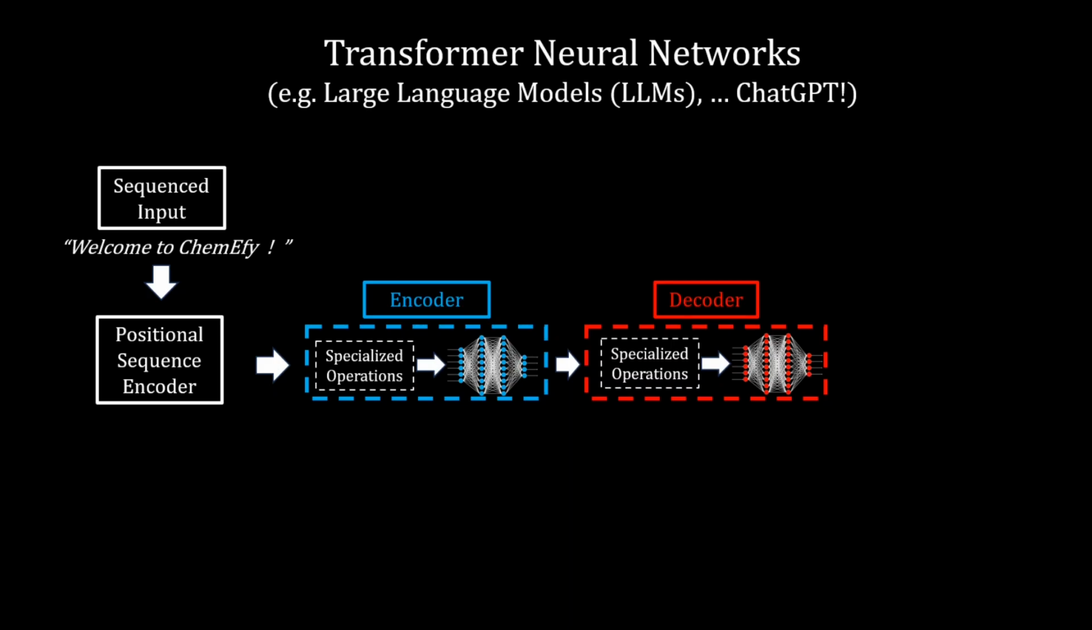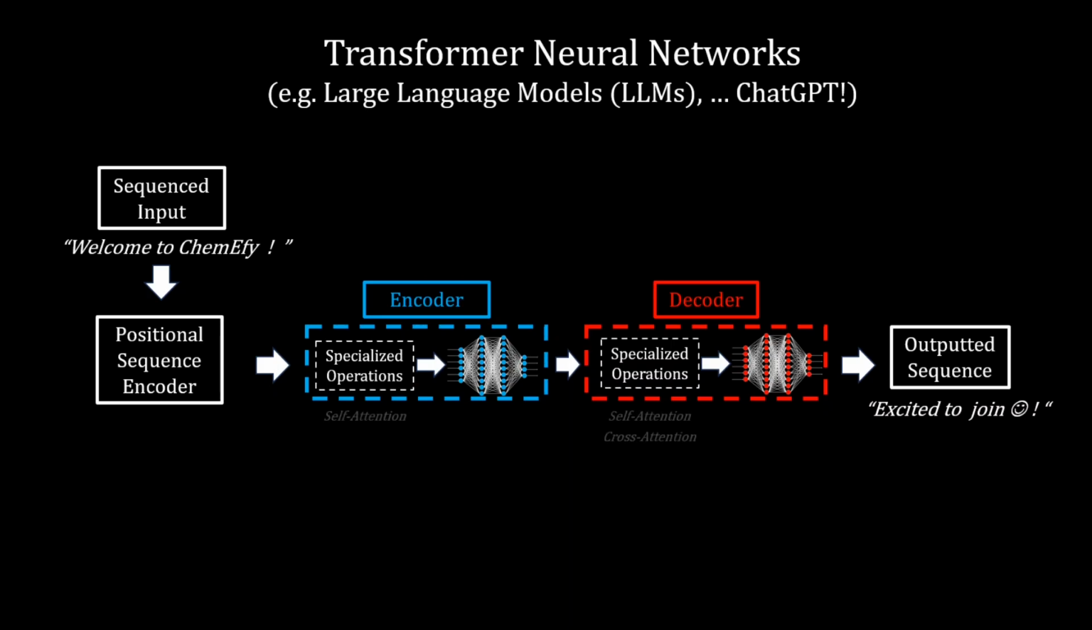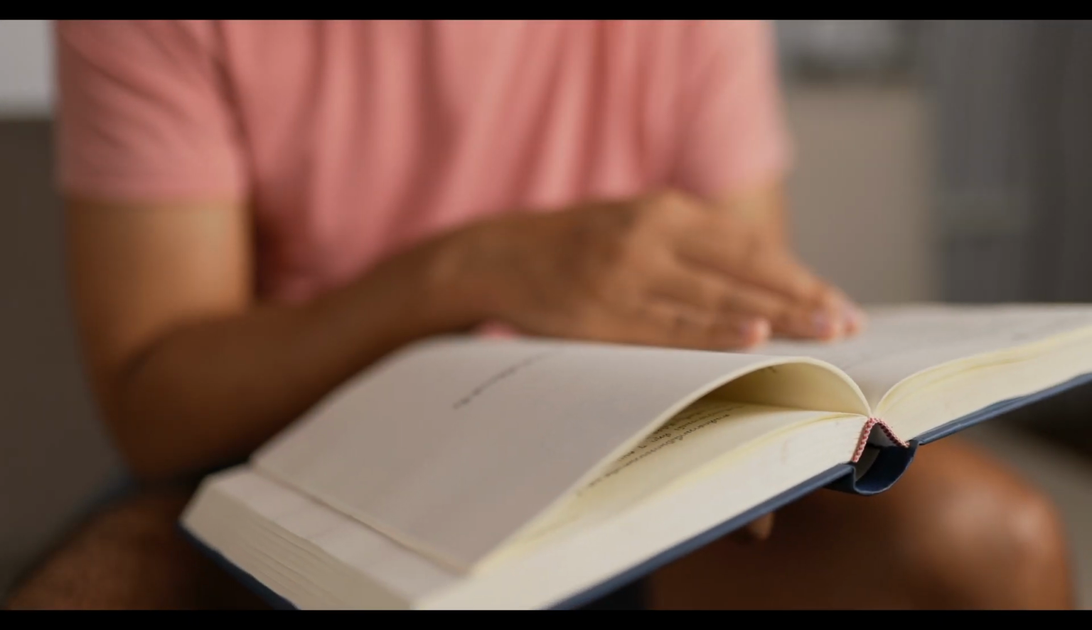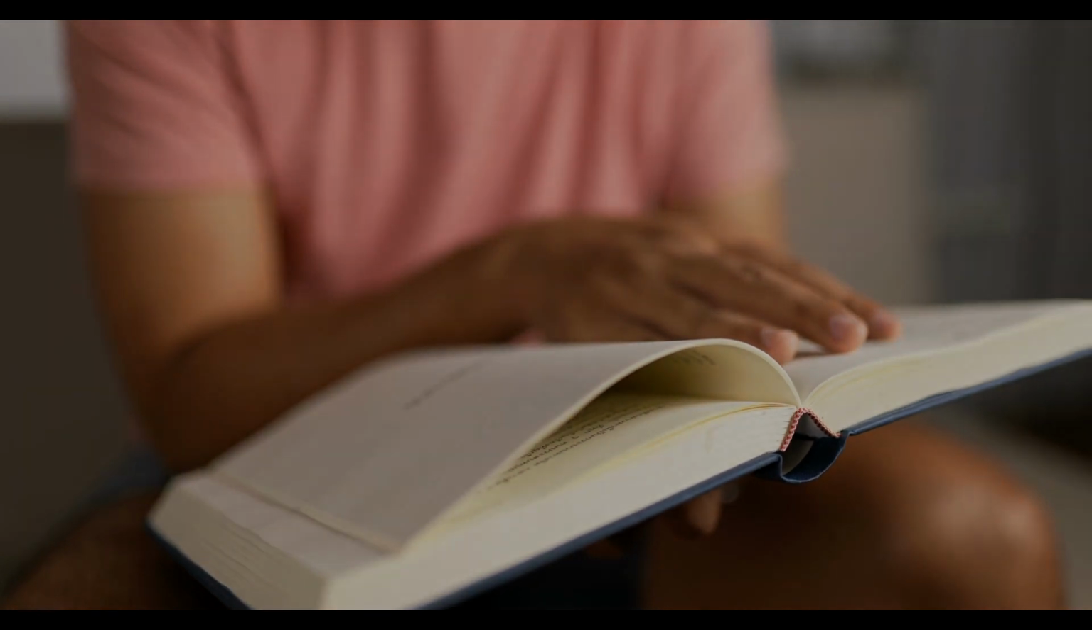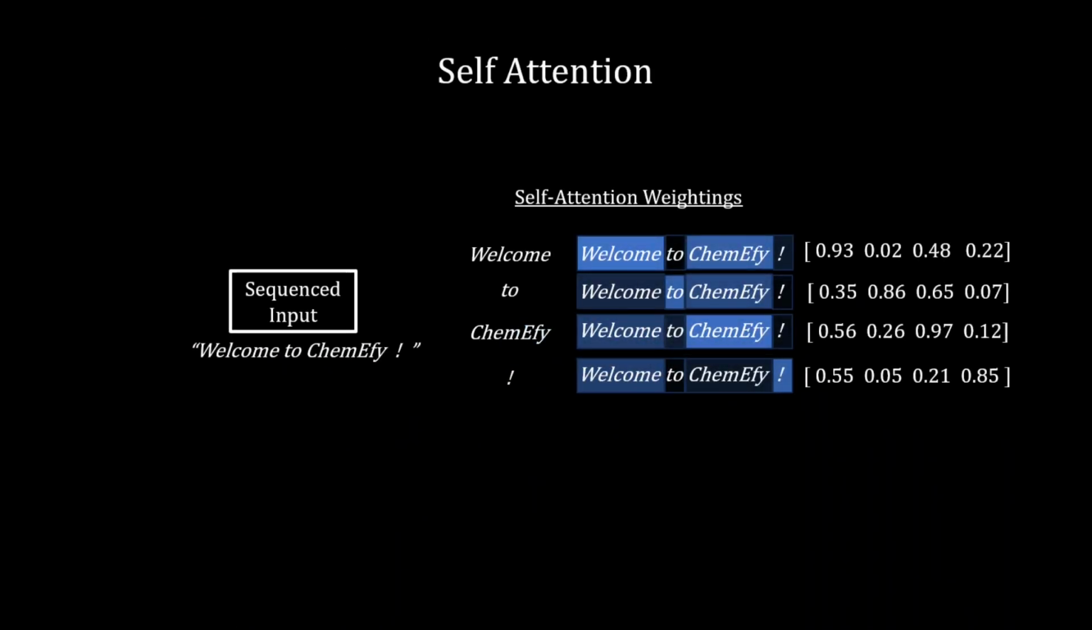The decoder likewise uses specialized operations and neural networks, along with the encoder output to generate the output term by term. A key theme of these specialized operations in the encoder and decoder is self-attention and cross-attention. When you read something quickly, you will naturally hone in on certain words more than others to help you understand the passage. Self-attention in the encoder and decoder works exactly like this.